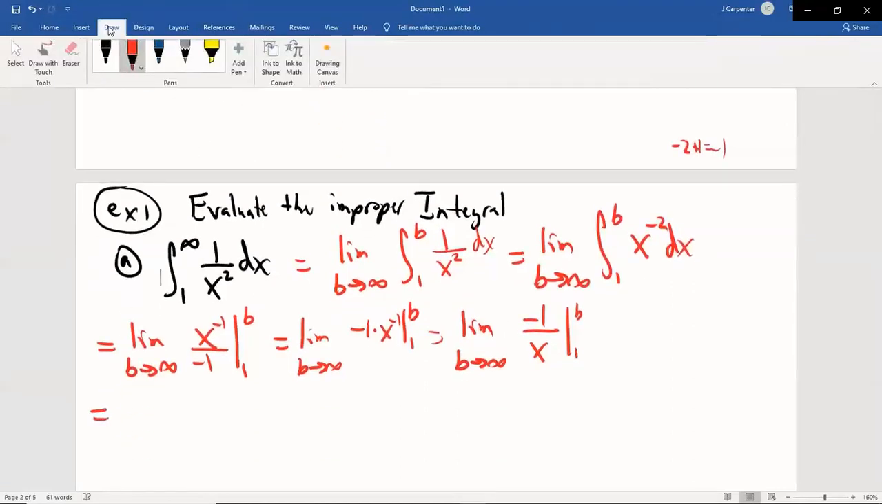Now we can plug in the upper and lower limits. The upper limit is the b. We're not taking the limit yet. So limit as b goes to infinity. We're back to that stuff. I know it's frustrating, but you have to write it every time or you might forget it.